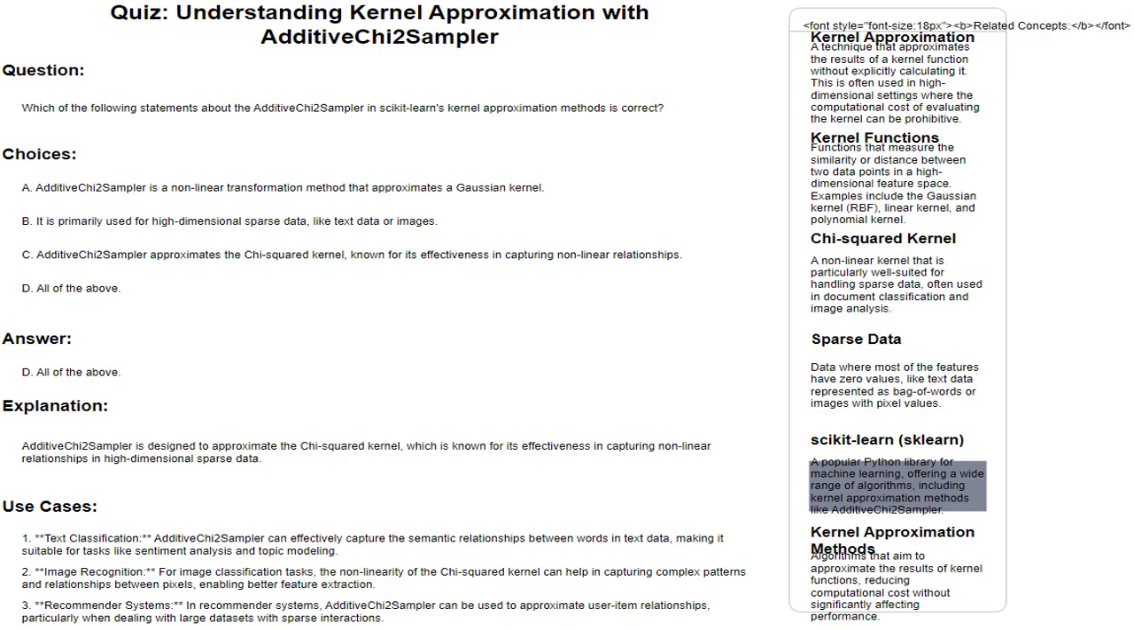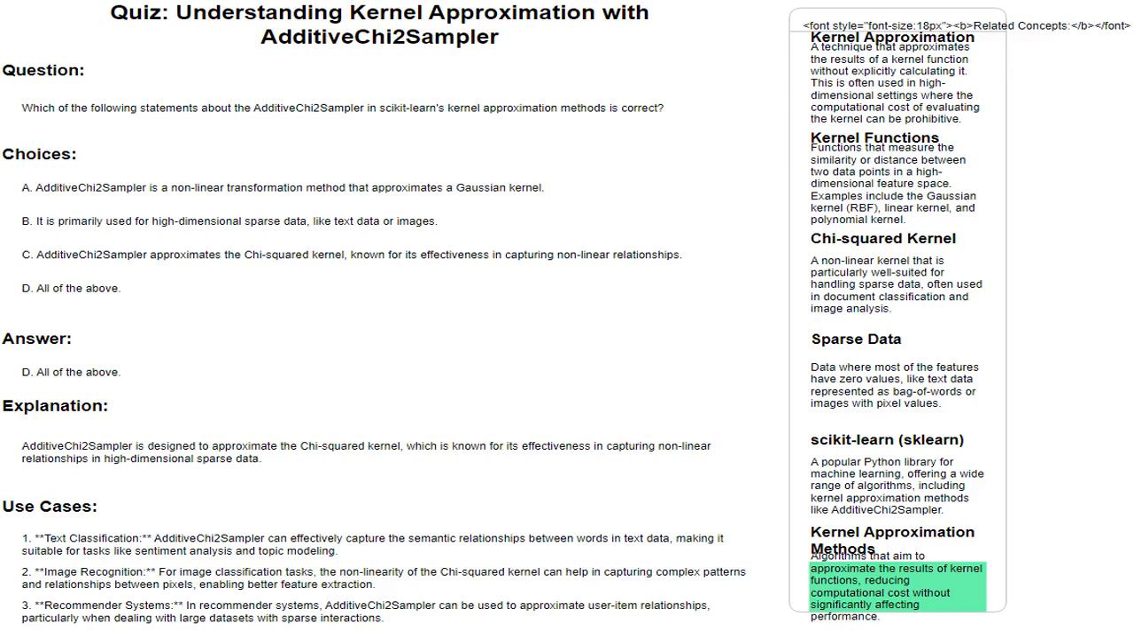Scikit-learn: a popular Python library for machine learning, offering a wide range of algorithms, including kernel approximation methods like additive Chi2 sampler. Scikit-learn is a versatile and powerful library for machine learning practitioners, providing a wide range of tools for data preprocessing, model training, and evaluation.